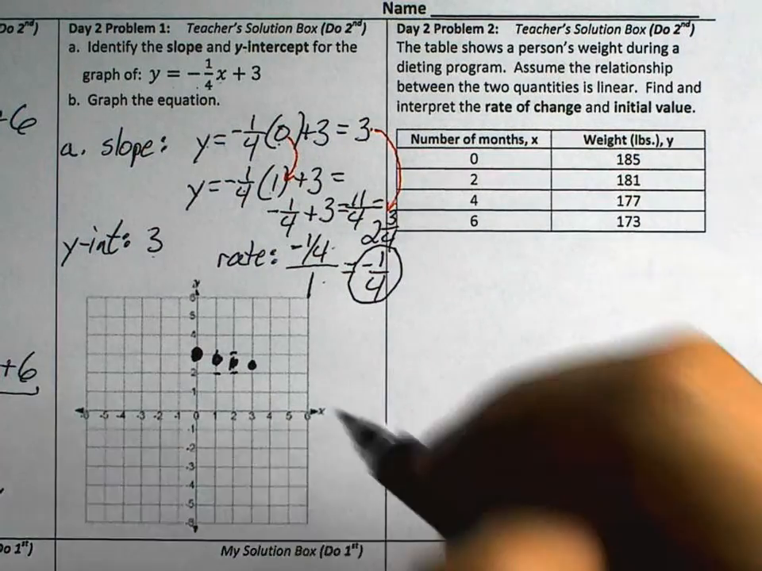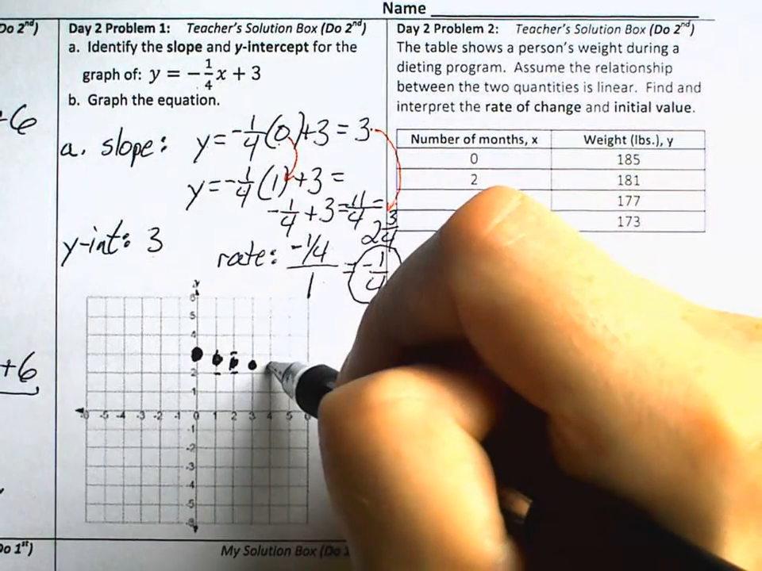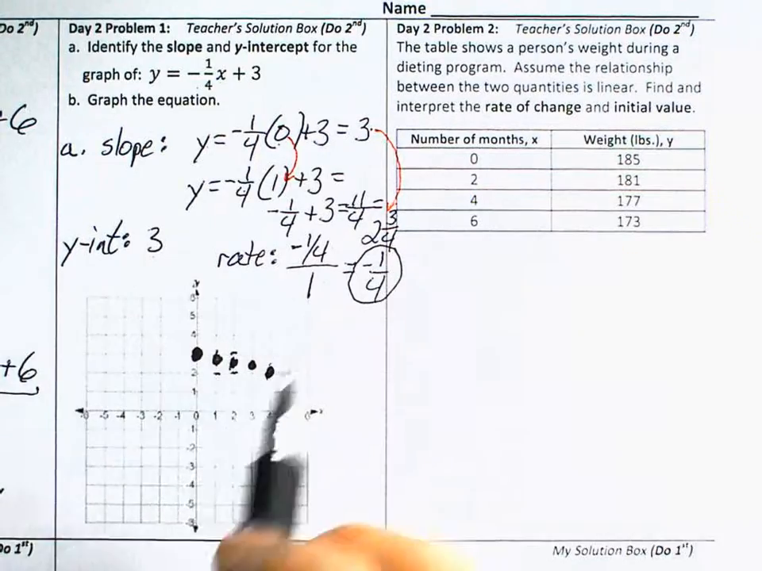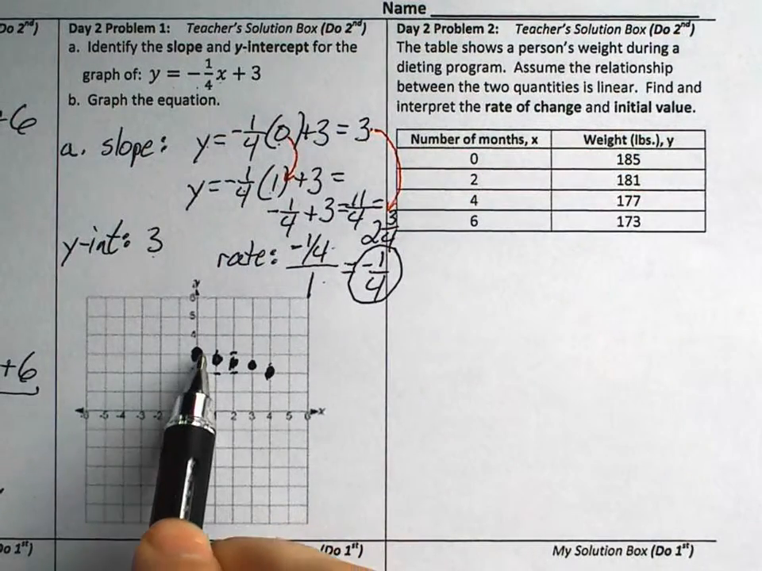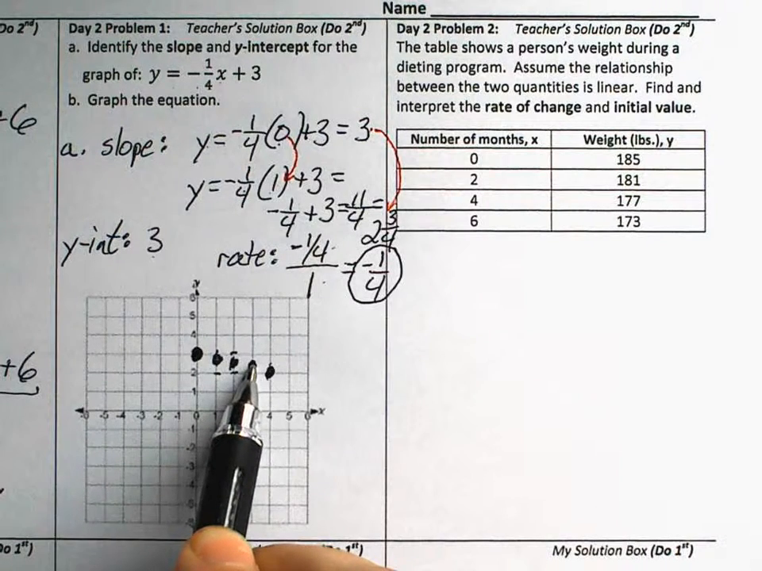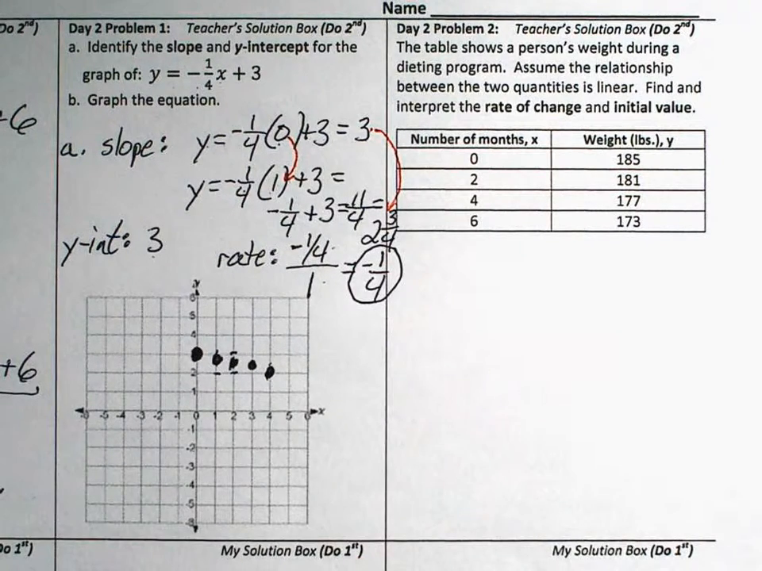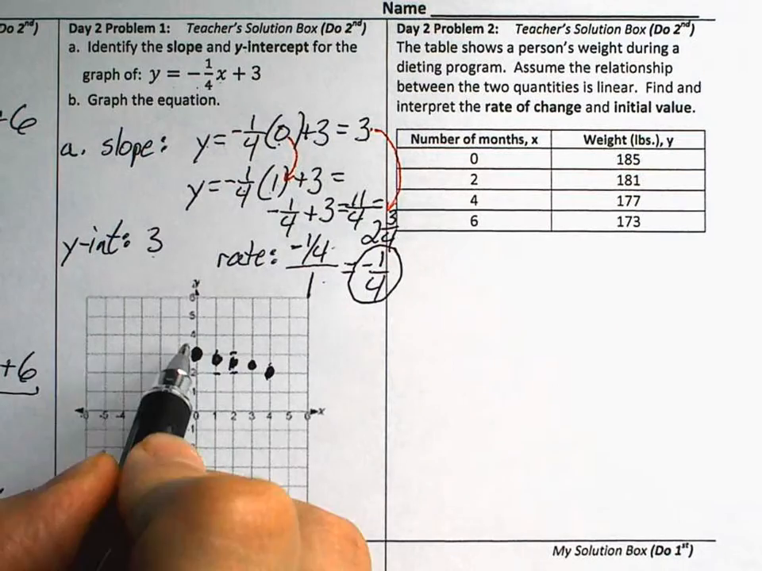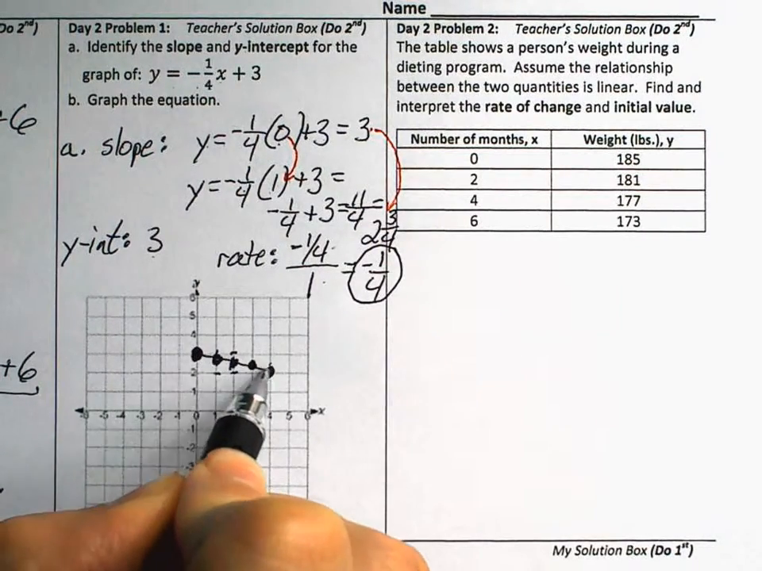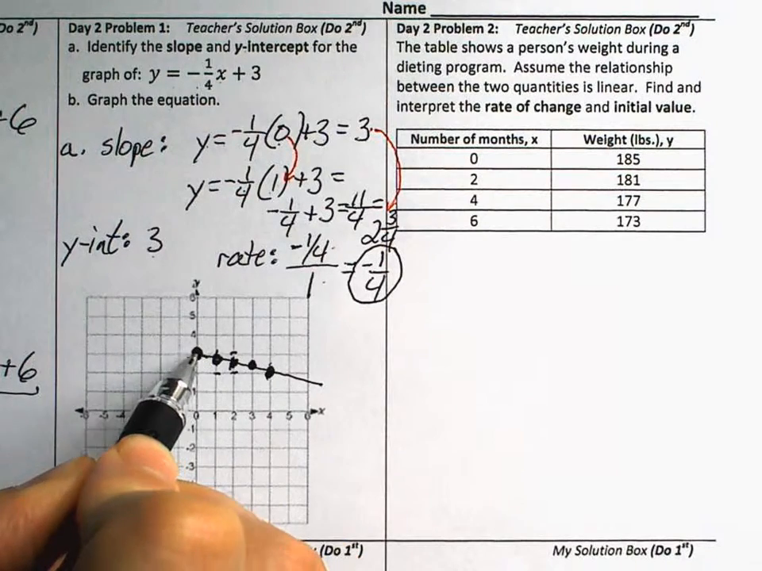And we could do this again. Increase x by 1 and go down 1/4. Finally, I'm to that next grid line, because if we go down 1/4 and 1/4 and 1/4 and 1/4, in total that would be 4/4, which is equivalent to 1 full unit down. And once we have all these dots, we can draw a line through the dots.